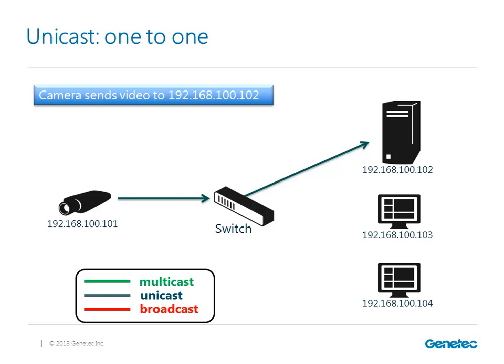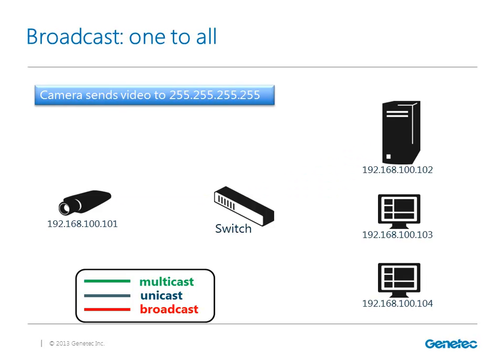Let's change the destination IP address used in the packets being sent by the camera. So, same scenario, except that this time the camera is sending its video packets to destination IP 255.255.255.255. When those packets arrive at the switch will in turn broadcast them or repeat them on every port, thereby forwarding these video packets to everybody on the network, whether they want it or not.